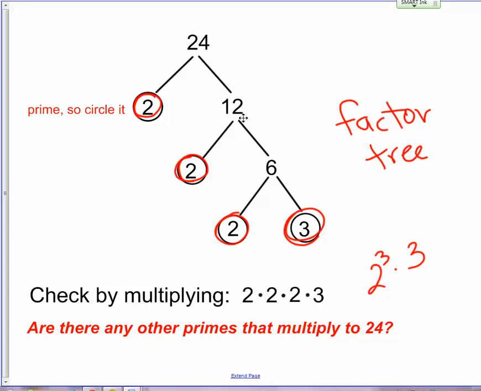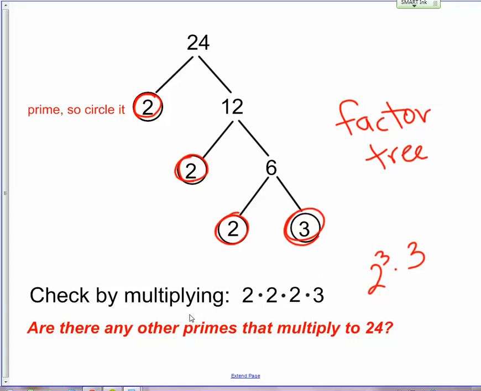It's there. 12 I can break into two more factors, and again I try to use 2 because I know that's prime. 2 times 6, I circle my 2. 6 can be broken again into 2 times 3. 3 is prime, 2 is prime, so I circle them. And that's how I end up getting 2 times 2 times 2 times 3.